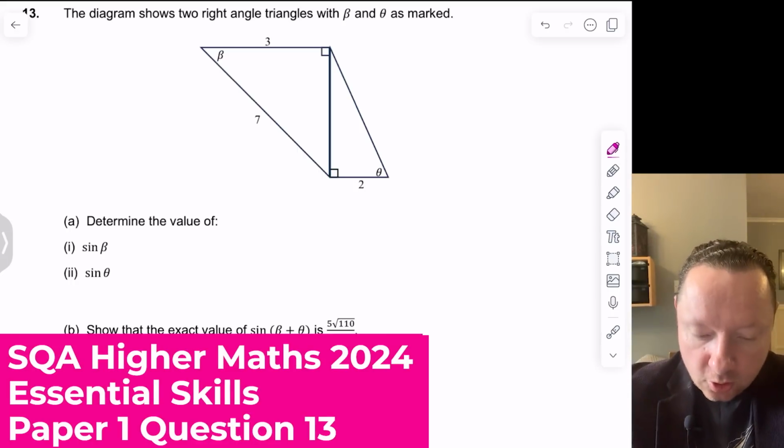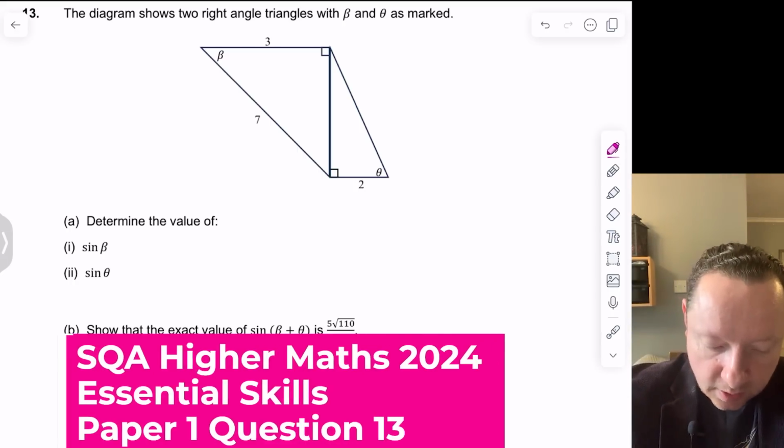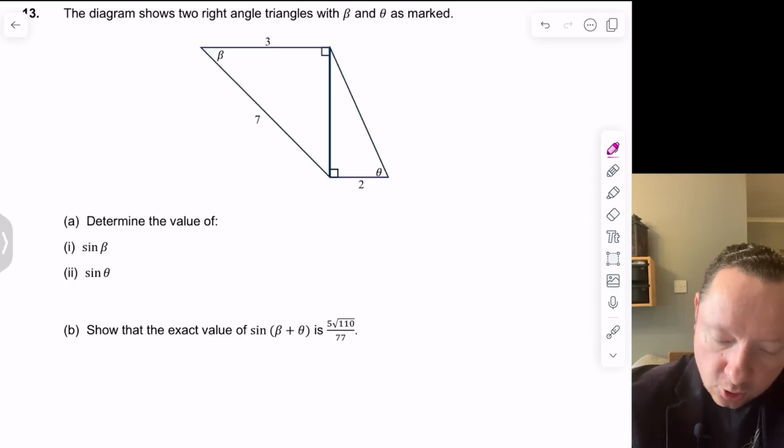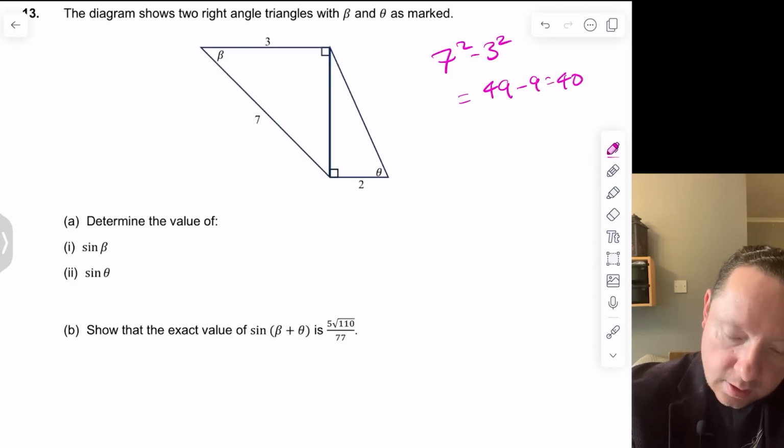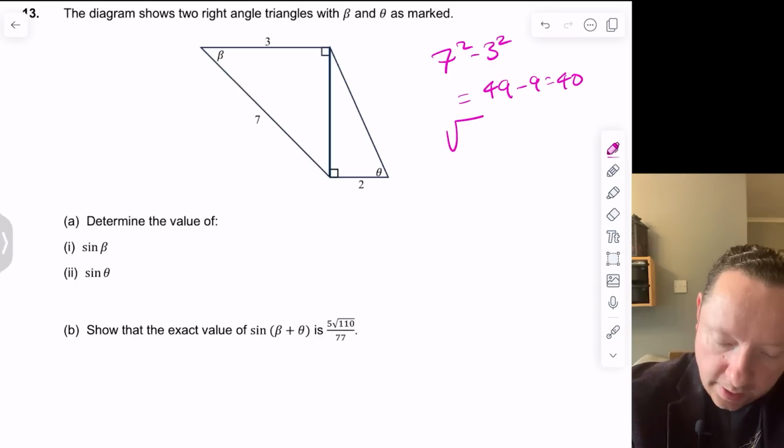The diagram shows two right angled triangles with beta and theta marked. Determine sine beta and sine theta. So we've got two triangles. So we need to do Pythagoras to get our sides. So we've got 7 squared minus 3 squared. That's 49 minus 9, which is 40. So the height is root 40.